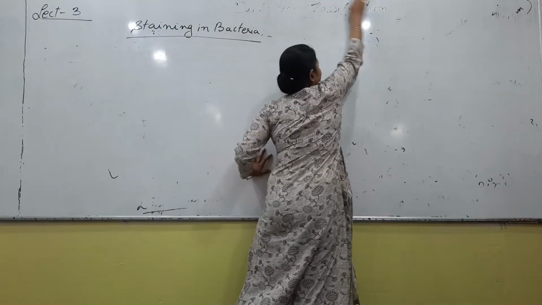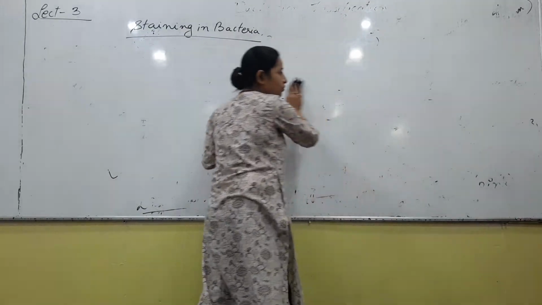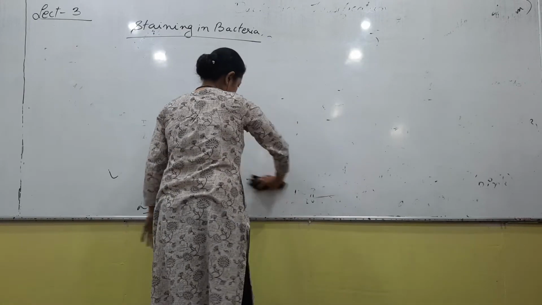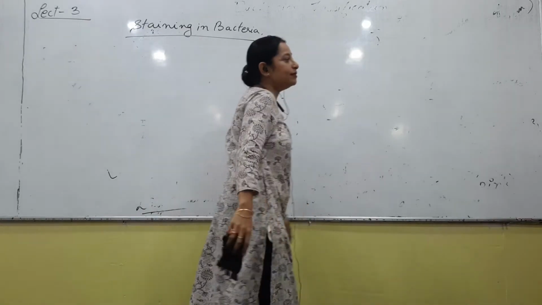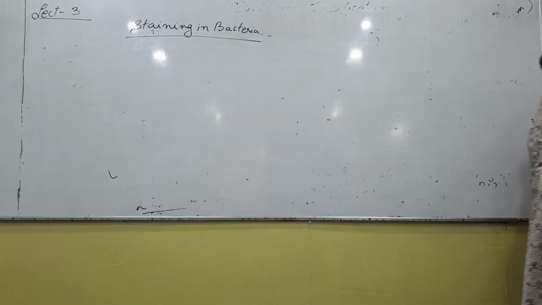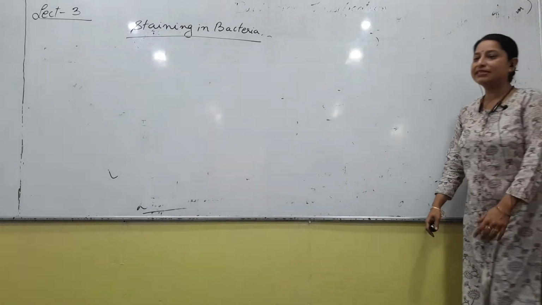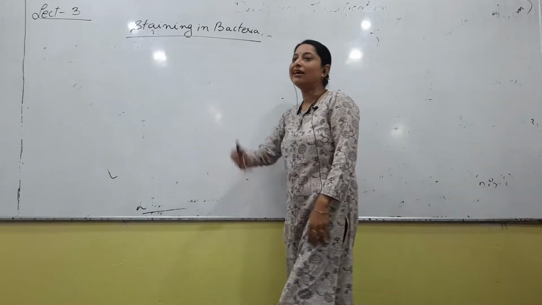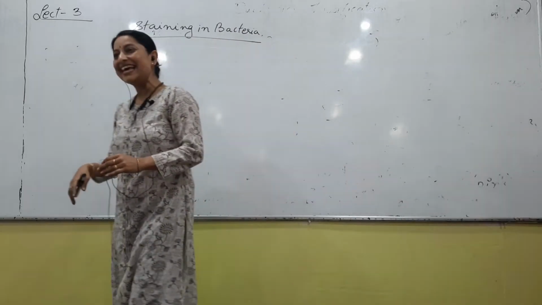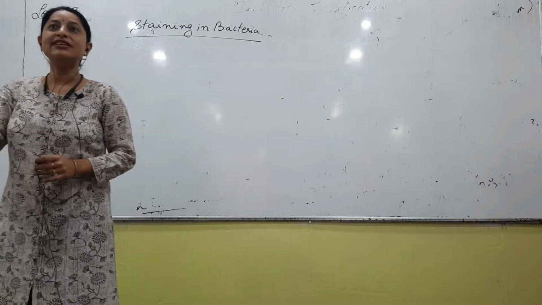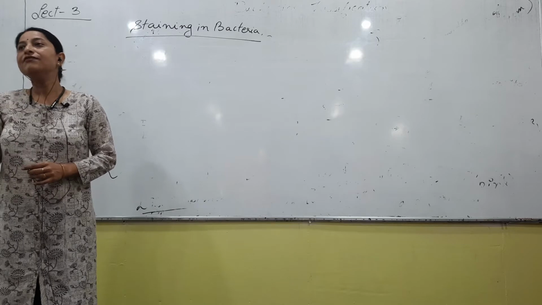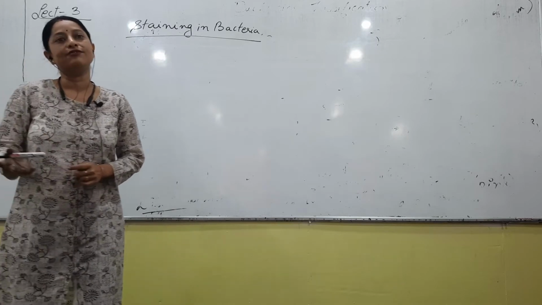Okay, before writing the flow chart, the first question is why do you stain a bacteria? Eta bacteria color kyo diyo? Exactly, to see the inner contents, because it's a very small microscopic organism. If you want to see the inner contents, then we have to stain it.